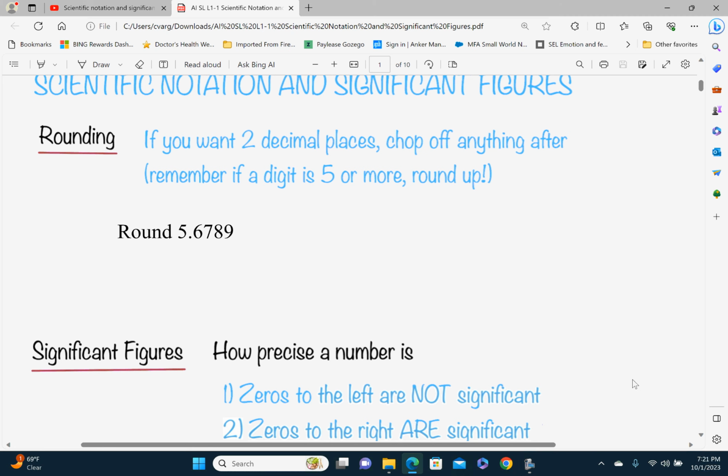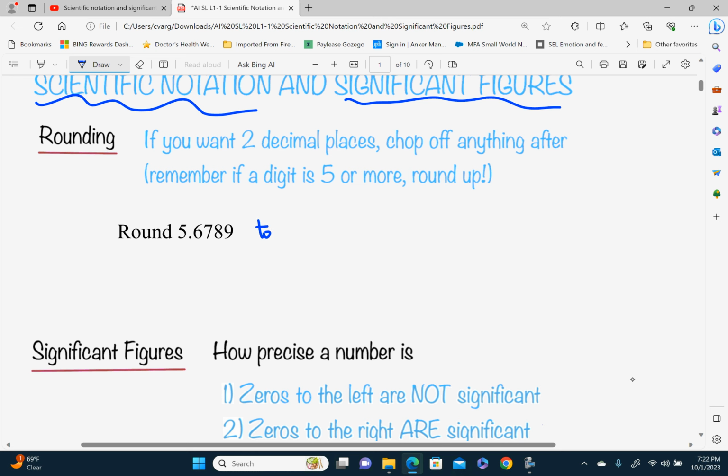So welcome to the first lesson of IB, and this is a compilation of two previous lessons that you may have gotten in middle school, but I'm going to go through this with you anyway. But we're going to start off with something simple called rounding. Okay, so you have been rounding for a very long time.